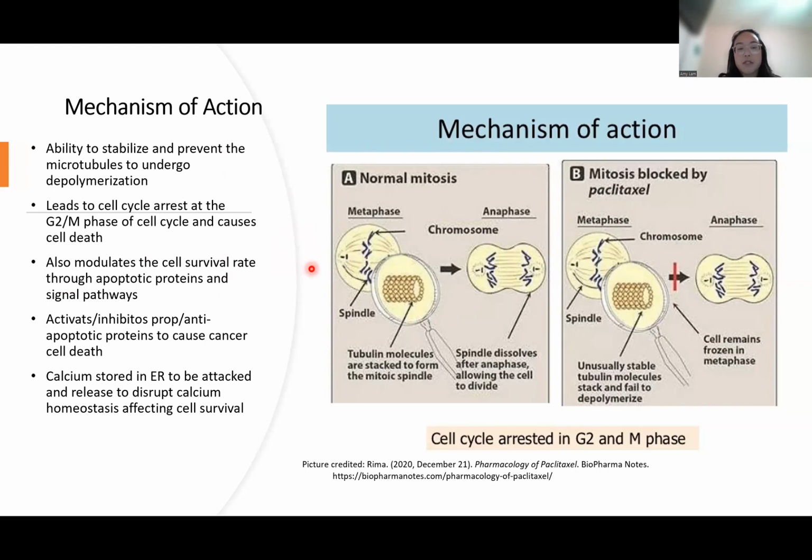It can also modulate the cell survival rate through the apoptotic proteins and the signal pathways during its administration. It can basically activate or inhibit the pro or anti apoptotic proteins that cause cancer cell death. And it can also affect the calcium that's stored in the endoplasmic reticulum. Basically, the calcium will be attacked and released to disrupt the calcium homeostasis that affects the cell survival.